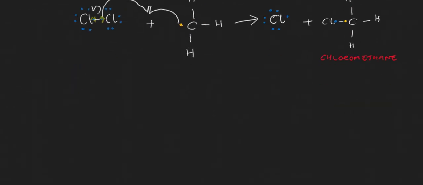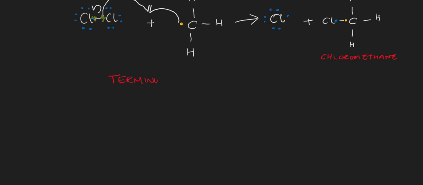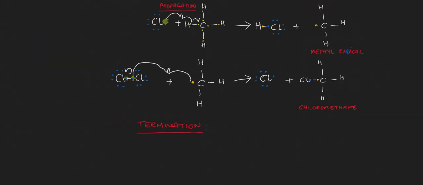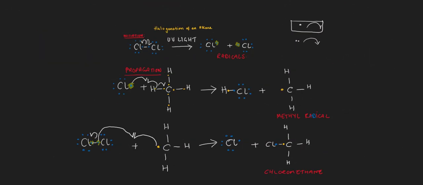Our final step, we said, is termination. So we're ending the reaction. And now, you may think that's already ended. We've gotten our product, so what else do we have to do? Well, if you look, and again, there's many of these floating around, isn't there? So we have chlorine, or chlorine radicals. We have chlorine radicals floating around. We have methyl radicals floating around.